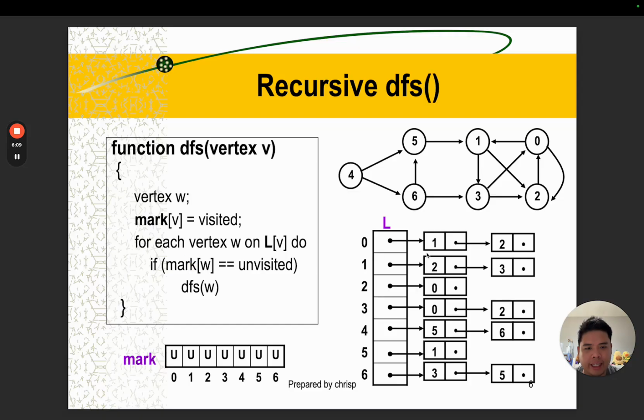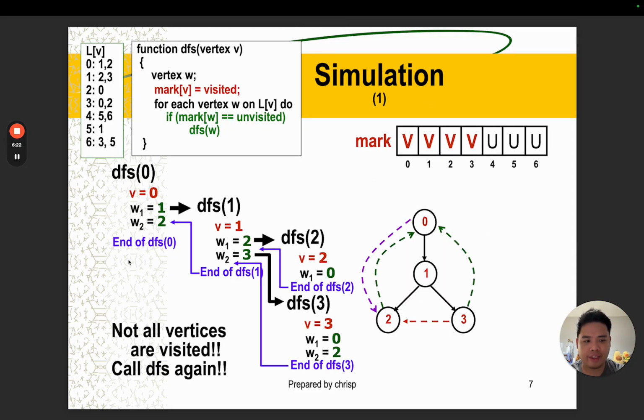Is mark at index 1 unvisited? Yes, it is. So if it is, we're going to call DFS again. Let's go through the simulation. Now this might look very overwhelming, so just follow through with me. I don't have the animations here.